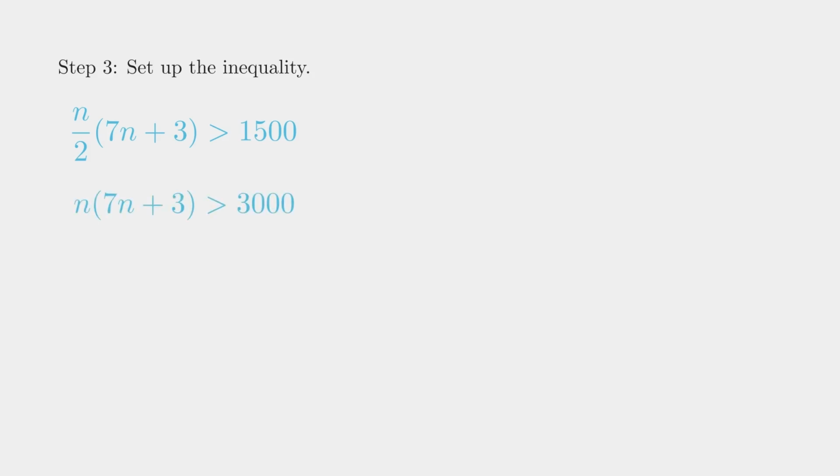Our next step is to set up the inequality as required by the problem. So Sn is greater than 1500. So n over 2 times 7n plus 3 is greater than 1500. Multiplying both sides by 2 to clear the fraction, we get n into 7n plus 3 is greater than 3000. Expand and rearrange the terms to form a quadratic inequality. So we get 7n squared plus 3n minus 3000 is greater than 0.